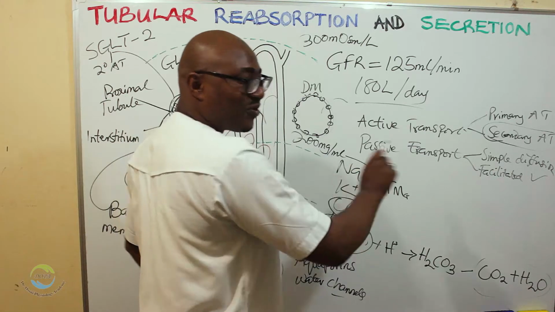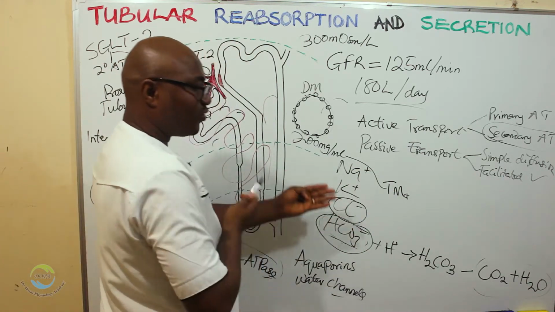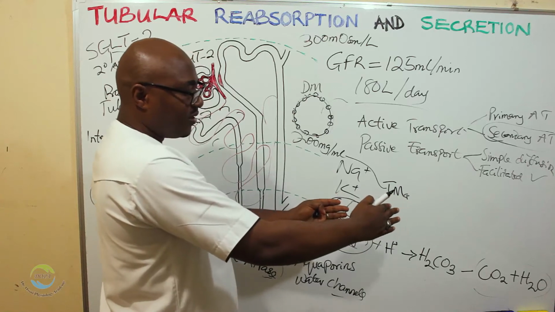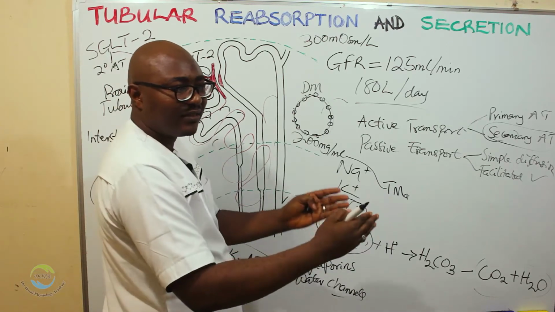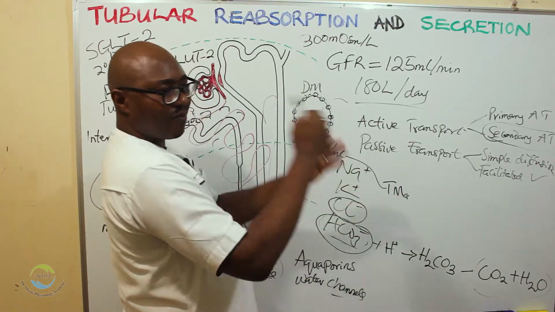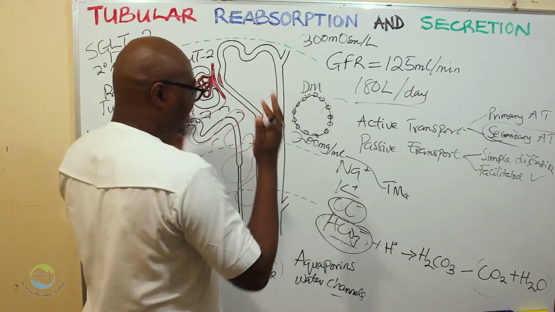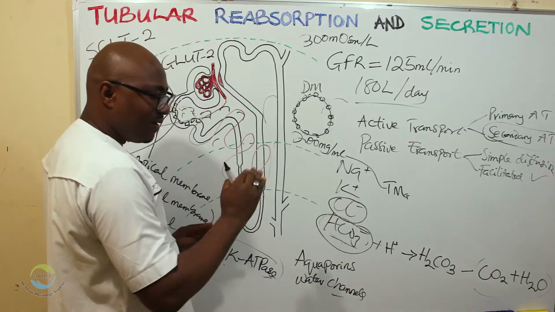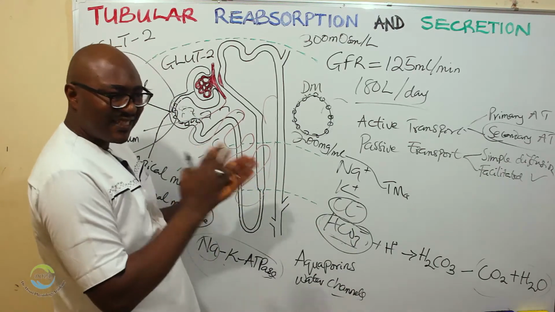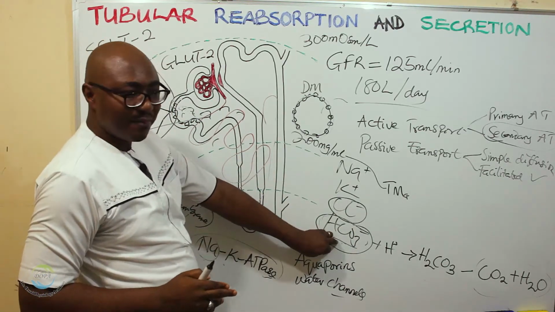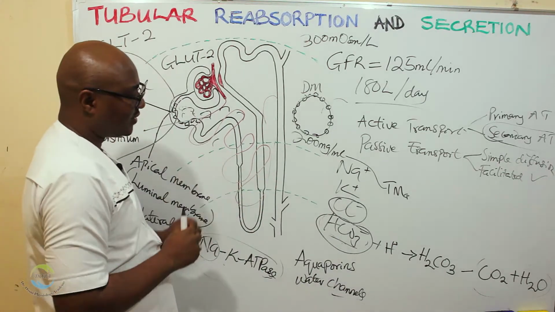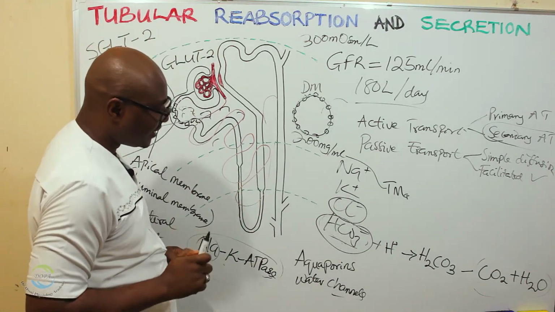So bicarbonate cannot cross directly. It will have to go through indirectly by breaking up into carbon dioxide and water. Carbon dioxide crosses, then recombines with water inside and dissociates again. And that's how you get bicarbonate. But we'll discuss that in acid-base, because this is a base. It's important in acid-base balance. We'll talk more about that in later lectures.